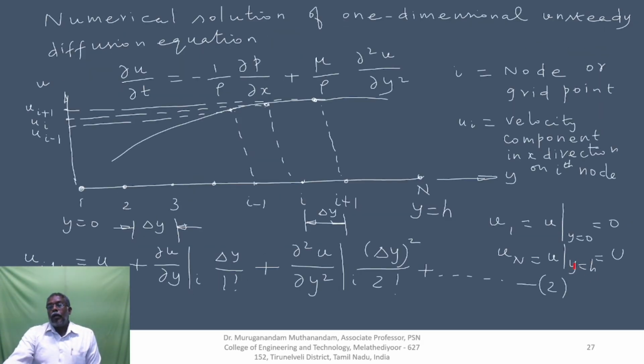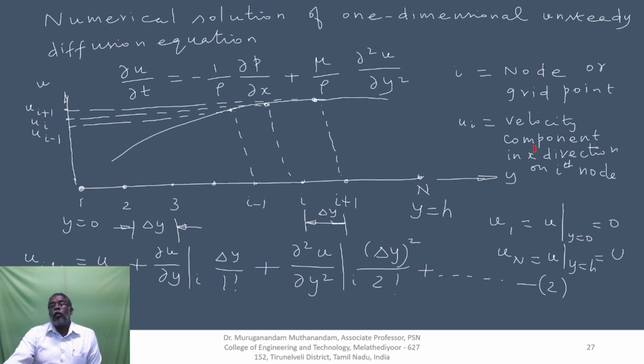So that is what is given. When y is equal to 0, u is equal to 0, and at y is equal to h, u is equal to 0. This form of boundary condition can be transformed into the boundary condition in terms of the index i, that is u1 is equal to 0 and u subscript n is equal to 0, where i is the node or grid point or index.